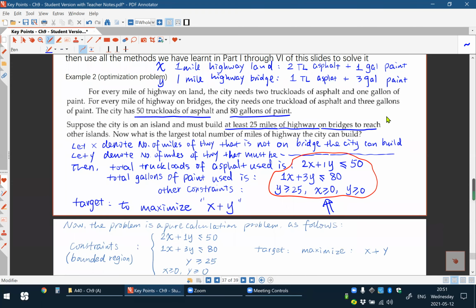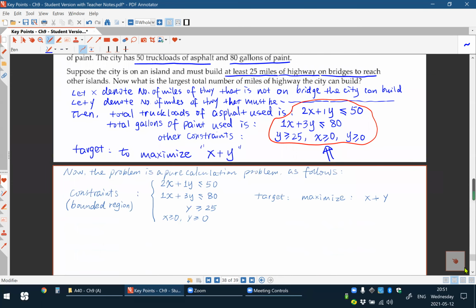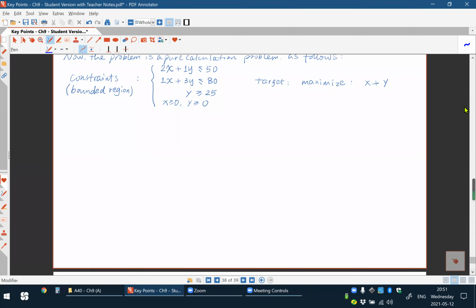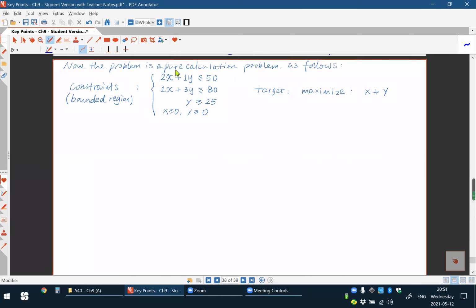Okay, so let's have a look at this calculation problem. Okay, I copied the problem here. Now the problem is a pure calculation problem as follows. The constraints are 2x plus 1y is equal to or less than 50. 1x plus 3y is equal to or less than 80. y is equal to or above 25. And x is above or equal to 0. y is above or equal to 0, right? Target is to maximize x plus y, right?